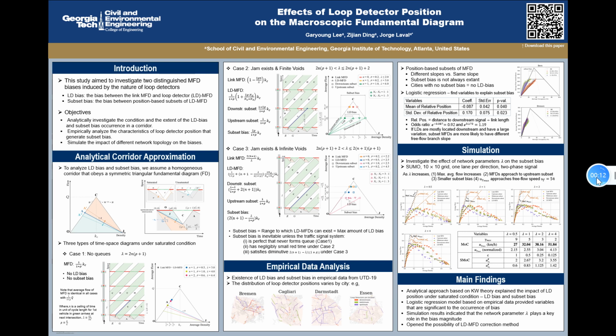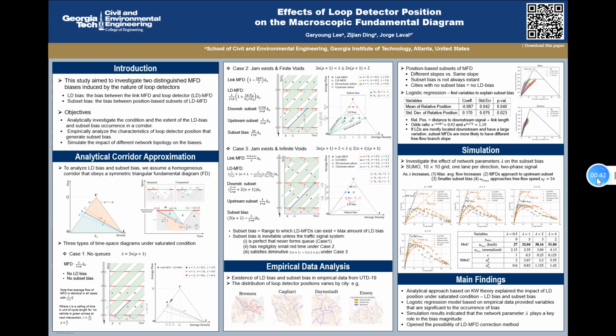The collaborators include Kayong Li and Dr. Lava from Georgia Tech. The purpose of our research is to investigate two distinct MFD biases induced by the loop detectors. The first bias, we call it LD bias. It represents the bias between the link MFD and the loop detector MFD. And the second bias is subset bias. It refers to the bias between position-based subset or loop detector MFD.